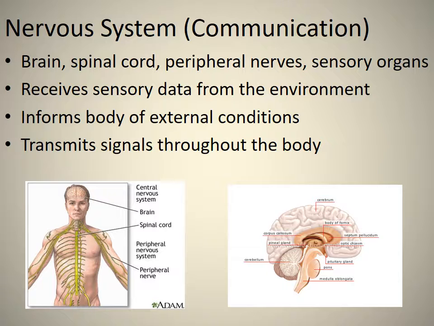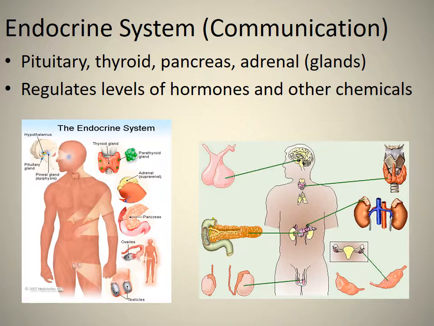The nervous system, obviously brain and spinal cord, receives sensory data. So our nervous system would probably act like the sensors throughout our body, detecting things and relaying those messages to our brain, so our brain can actually integrate that information.